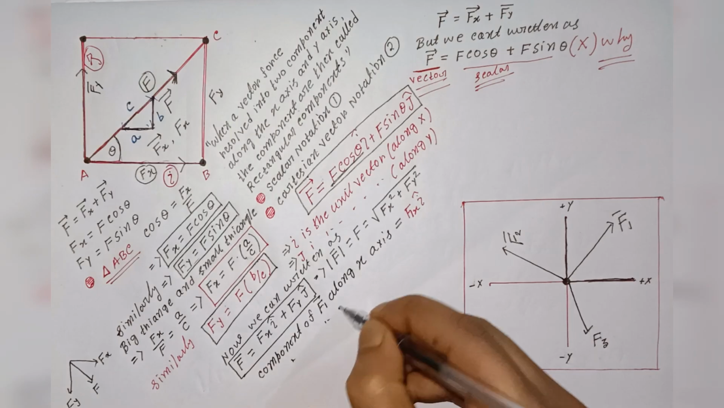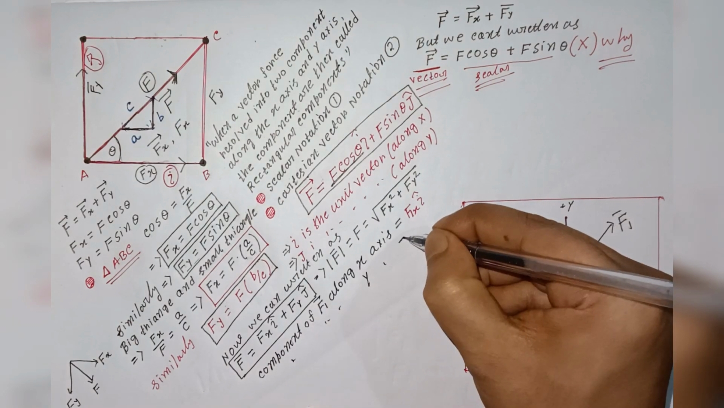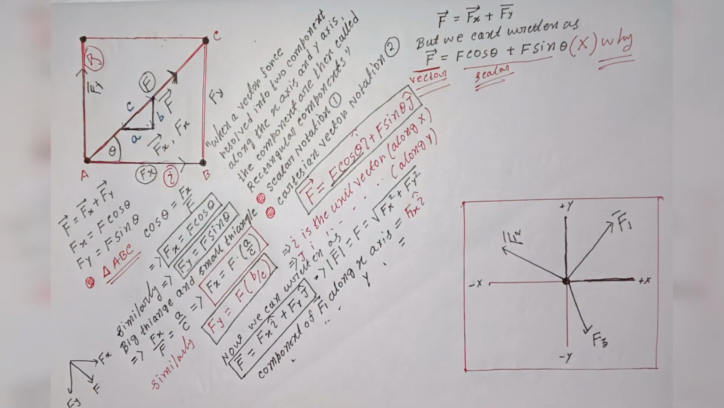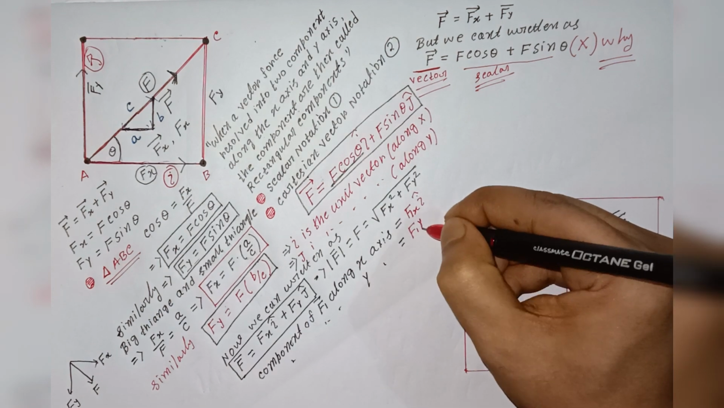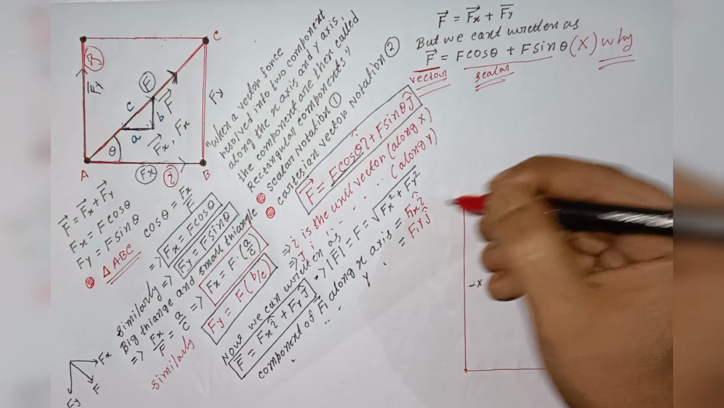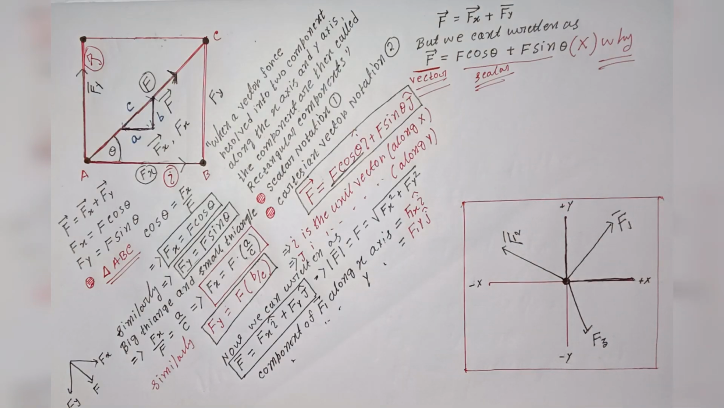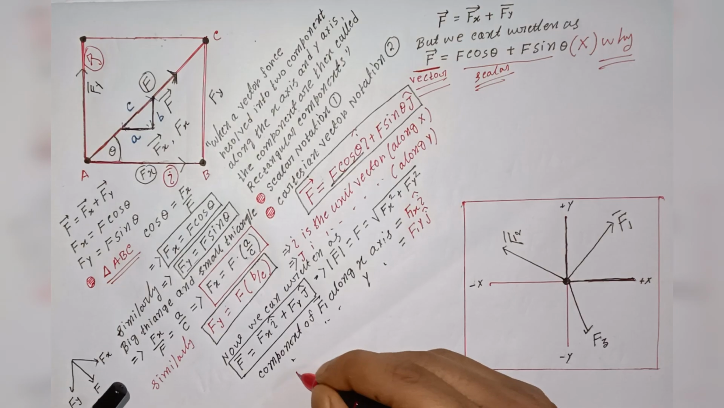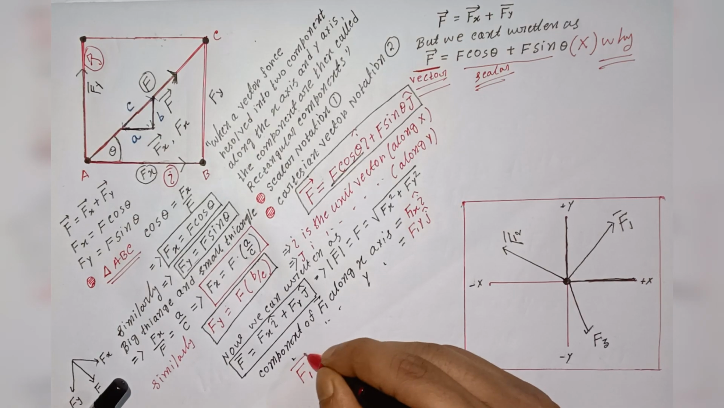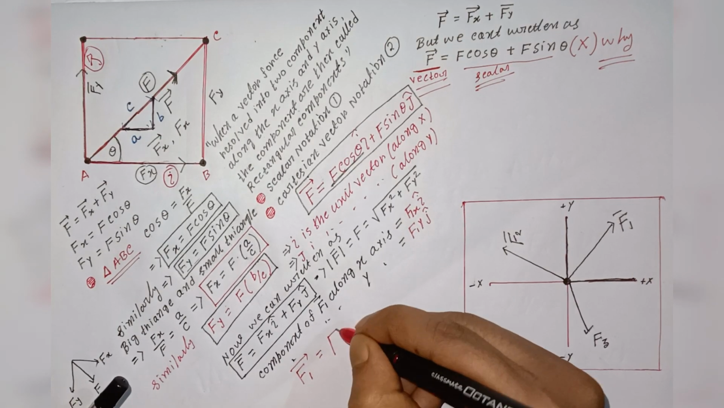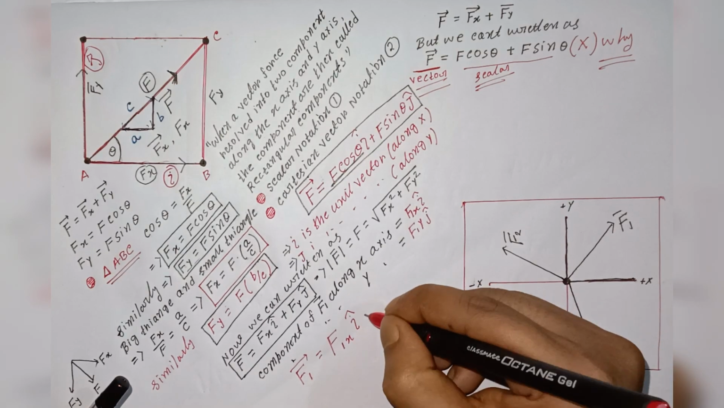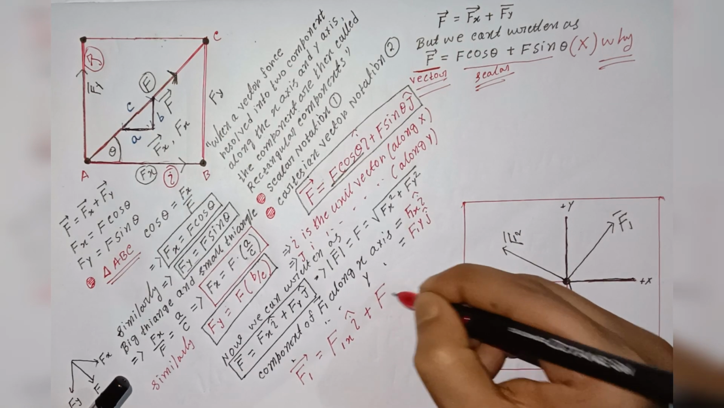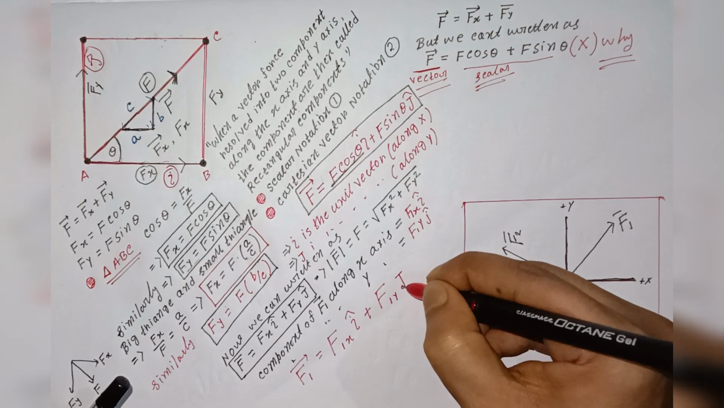So the component along the x-axis is f1x i cap. Similarly, the component along the y-axis is f1y j cap, because along the y-axis means unit vector j cap. Okay, so we can write f1 vector equal to f1x i cap plus f1y j cap. The superhero is now fully dressed with the direction.